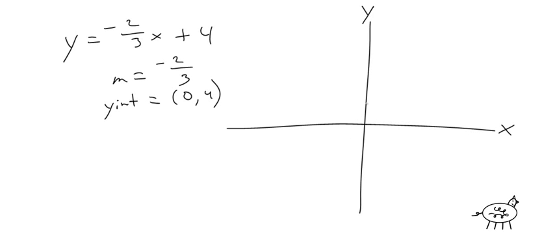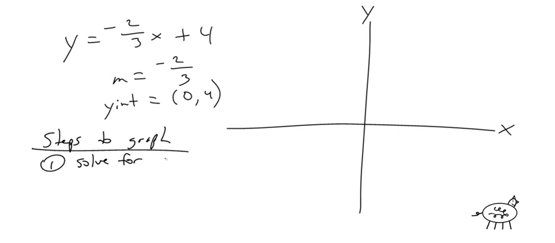So (0, 4). Now, these are the steps to graph. The first thing you do is solve for y. Sometimes you just have an x in there, and that's a little different, but most of the time you're going to solve for y, and that means y equals mx plus b. The second step is to plot the y-intercept.